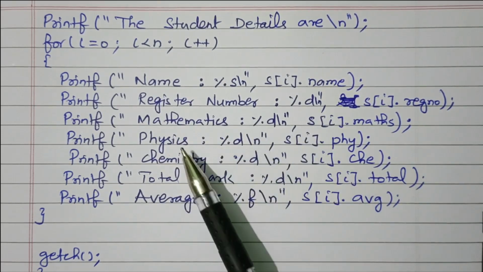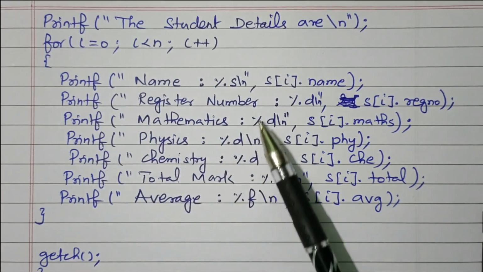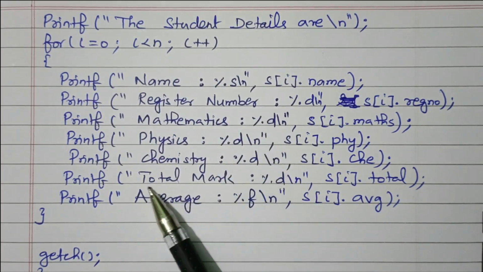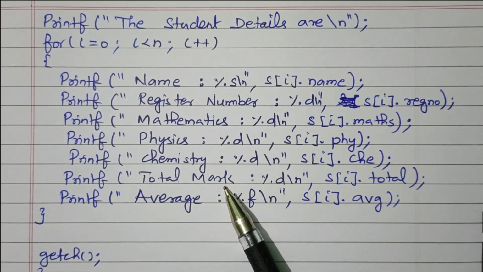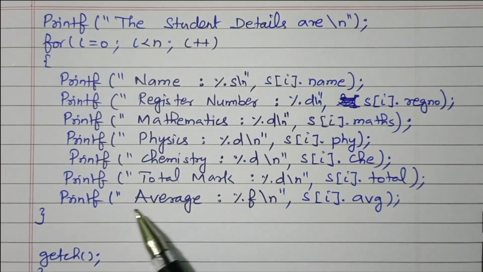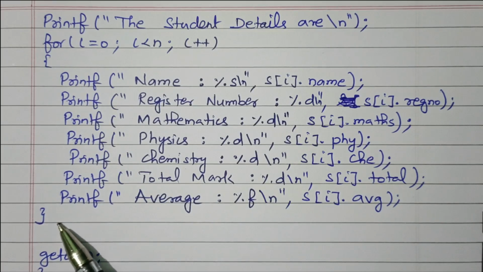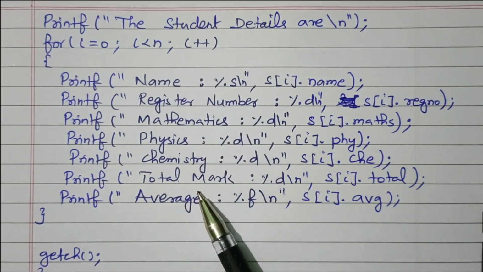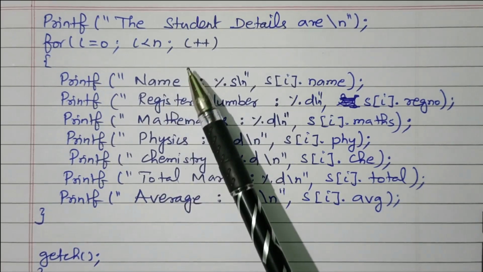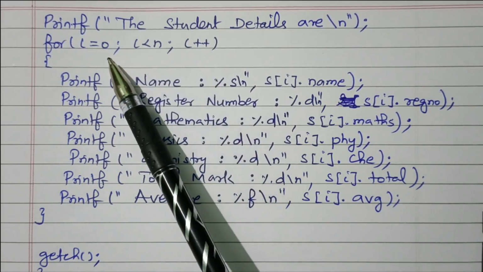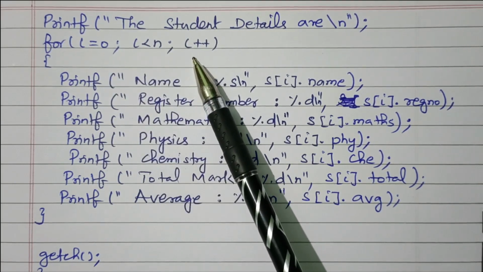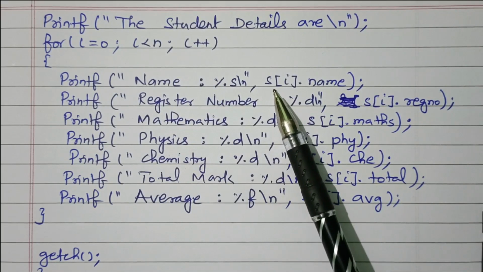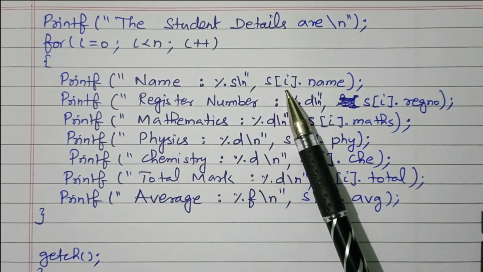Similarly mathematics, physics, chemistry, these 3 marks are also printed. Then the total mark we already calculated, so that mark will be printed. Then average. Then close the brace. So the loop will be executed one time. After that i is incremented. i is 0, so incremented means 0 plus 1, 1. i becomes 1. So s of 1 means second student detail.